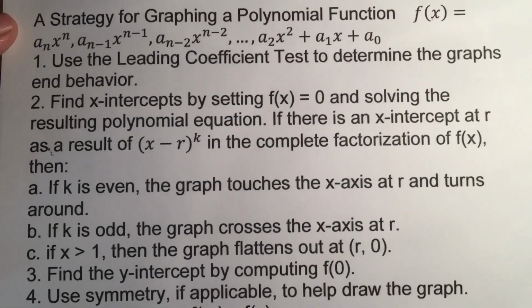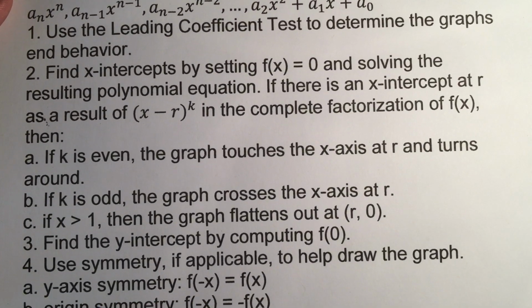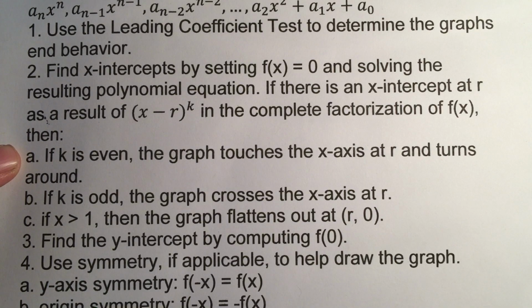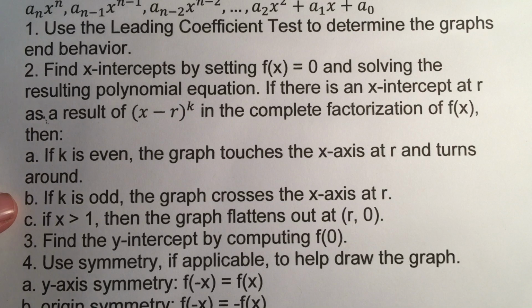So when you graph these, you want to follow this. First off, use the leading coefficient test to determine what the end behavior is going to do. Then find your x-intercepts, set your function equal to 0, solve that out. And then keep in mind what the multiplicity is. Remember, if it happens an even amount of times, it's going to touch and turn around. If it's an odd amount of times, then it's going to cross over at that point.